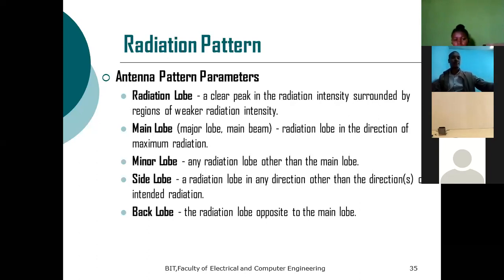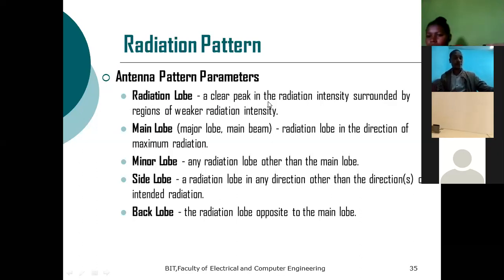Antenna pattern parameters. Radiation lobe, the parameter of antenna pattern. We have the radiation lobe, the main lobe or major lobe, the side lobe, and the back lobe. A radiation lobe is a clear peak in the radiation intensity surrounded by regions of weaker intensity.